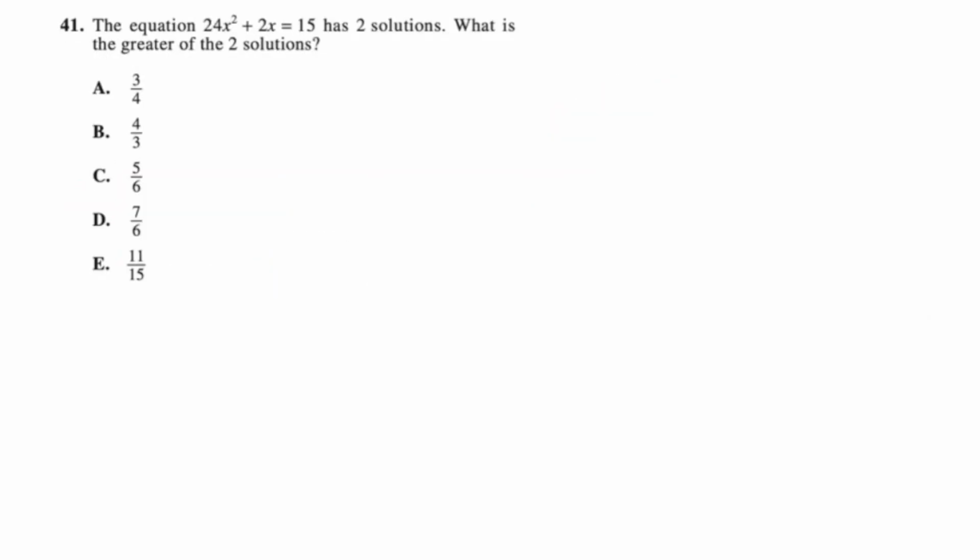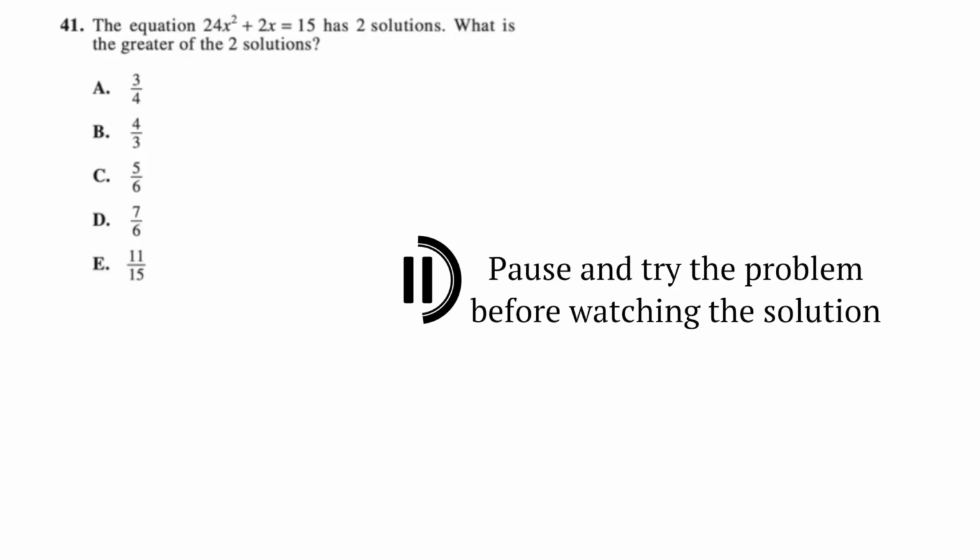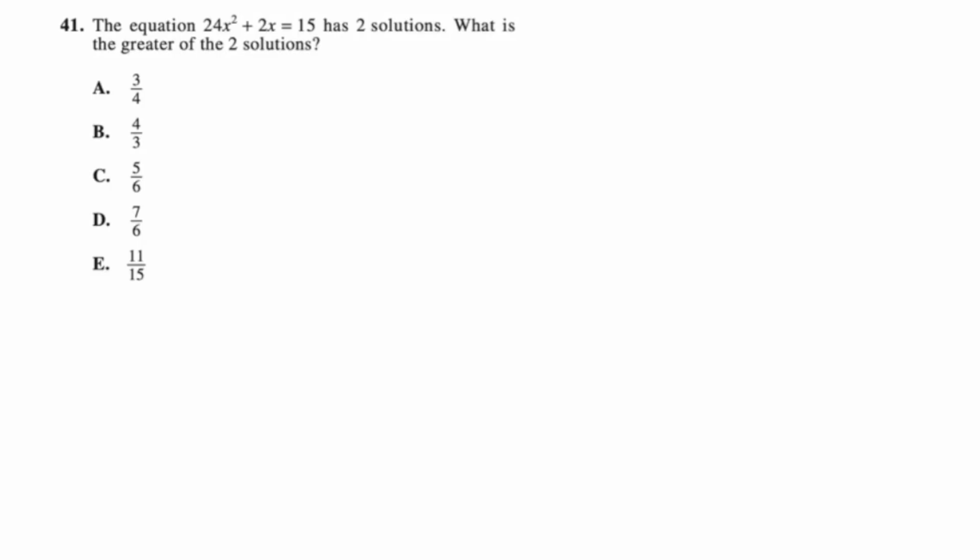41 says the equation 24x squared plus 2x equals 15 has 2 solutions. What is the greater of the 2 solutions? So this problem has kind of 2 main parts to it. First of all, we have to solve this quadratic equation, find the 2 solutions. And then the second thing is we have to figure out which one is the greater of the 2 solutions.